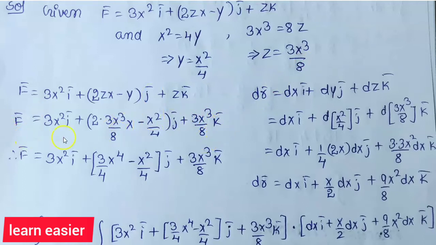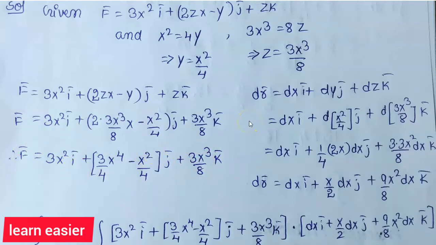So finally we got F bar in terms of x. F bar equal to 3x square i bar plus, after cancellation, 2 fours are 8, so 3 by 4 into x cube into x, which is x power 4, minus x square by 4 into j bar plus 3x cube by 8 into k bar. So finally we got F bar in terms of x.